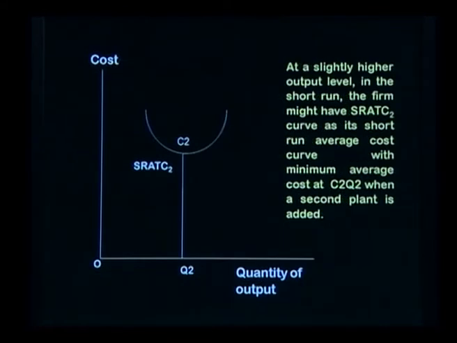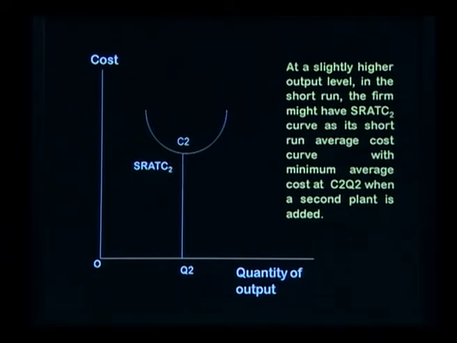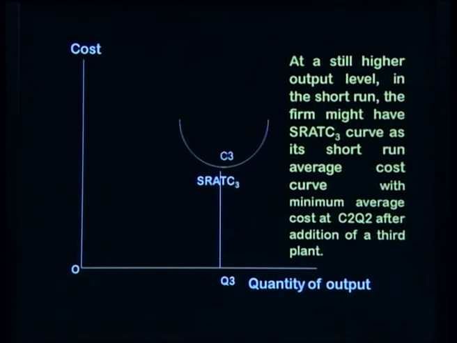At a slightly higher output level in the short run, the firm might have short run average total cost curve SRATC2 as its short run average total cost curve with minimum average cost at C2, Q2 when a second plant is added. Further, at a still higher output level in the short run, the firm might have the SRATC3 curve as its short run average total cost curve with minimum average total cost at C2, Q2 after addition of a further third plant of its original size.